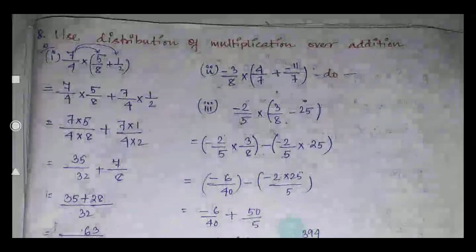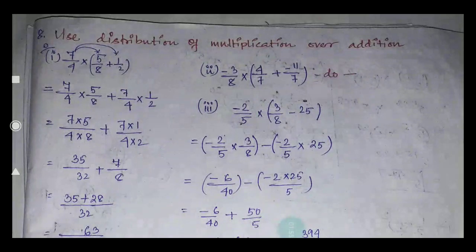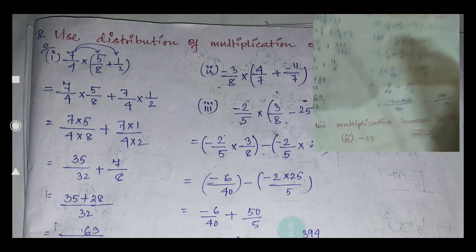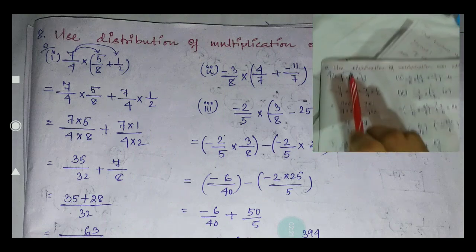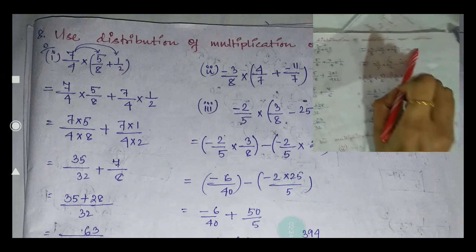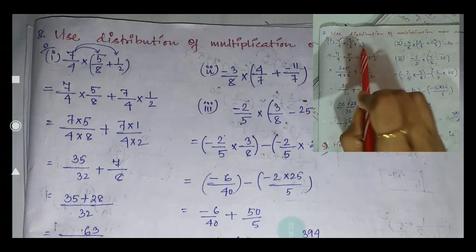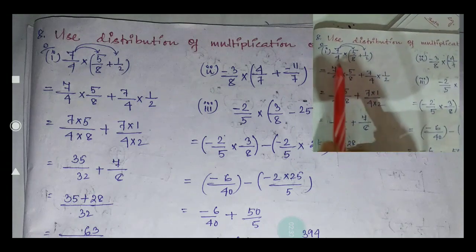So now continuation from the last video. Use distribution of multiplication over addition. Okay, distribution of multiplication over addition you have to do. How to do? Let's start. See, in this question it is given that use distribution of multiplication over addition: 7 by 4 into (5 by 8 plus 1 by 2).